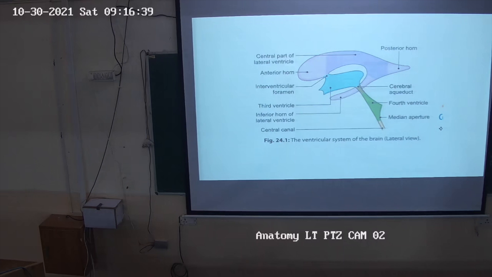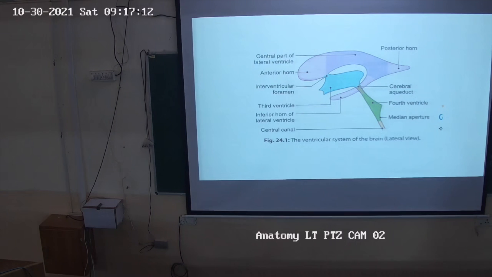If you remember, the structure present below the thalamus part, there is another ventricle there, which is the third ventricle. So, third ventricle is the part of diencephalon, or that is the ventricular cavity of the diencephalon, the boundary of which on each side is formed by thalamus.